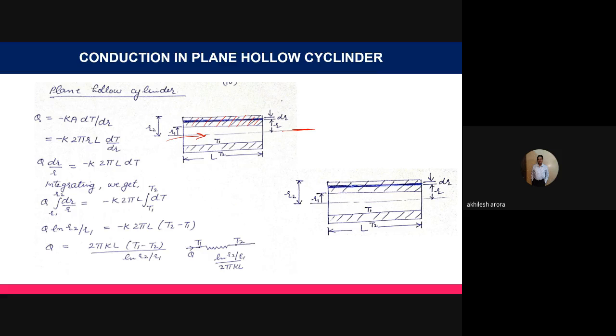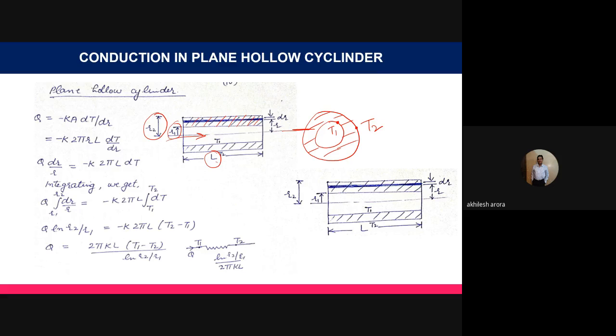The inside radius of the cylinder is r1, the outside radius is r2, and the length of the cylinder is L. If we see the side view, it would look something like this. This is the solid part, and here we have the hollow. The temperature here is T1, whereas the temperature here is T2.